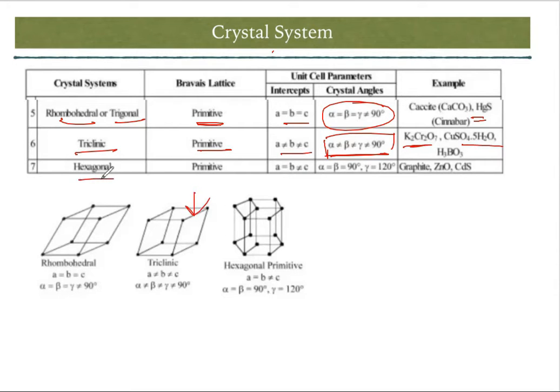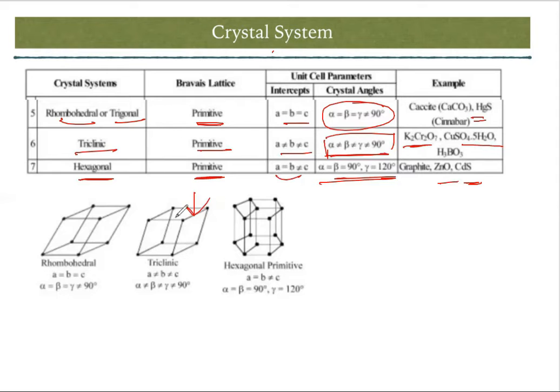And next is the hexagonal. Bravais lattice possible, that is primitive. A is equal to B, but it is not equal to C. Alpha, beta is equal to 90, gamma is 120, remember. And examples are ZnO, CdS.